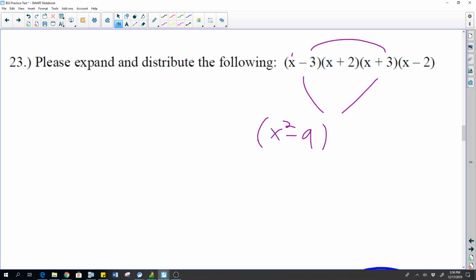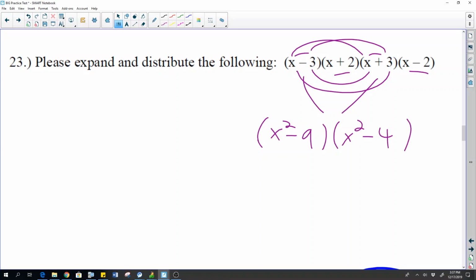Because x times x is x squared, negative 3 times 3 is negative 9, and then negative 3 times x is negative 3x, and then 3 times x is positive 3x, and 3x minus 3x is 0x, which just goes away. So these two parentheses came from x squared minus 9. And do you have a guess, Luca? So what does (x + 2)(x - 2) come from? x squared minus, so 2 times 2, 4.